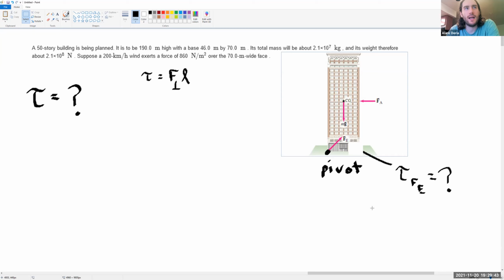Isn't that going to change my answer depending on where I choose my pivot point? And the answer is no, it will not change your answer. You can pick your pivot point anywhere on this building and you will get the same answer, because as you move the pivot point around, you change all of the torques by all of the forces.